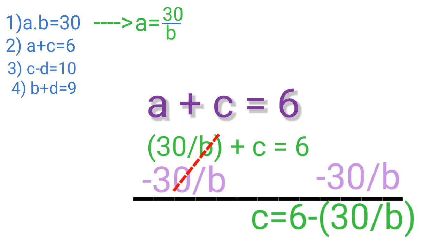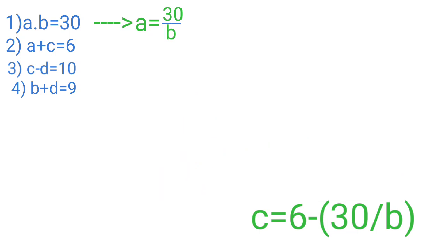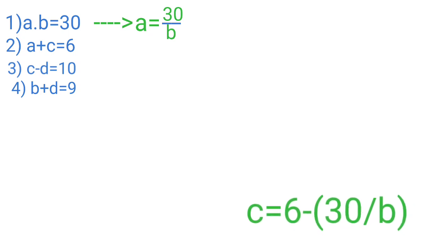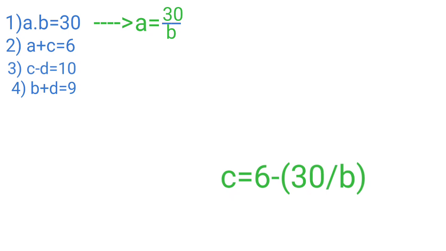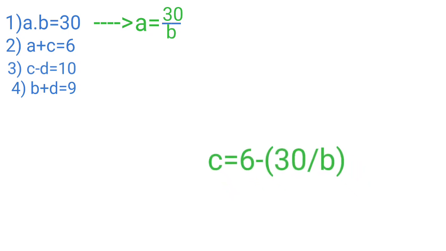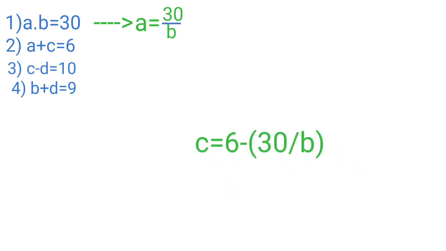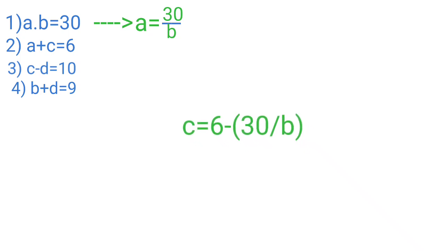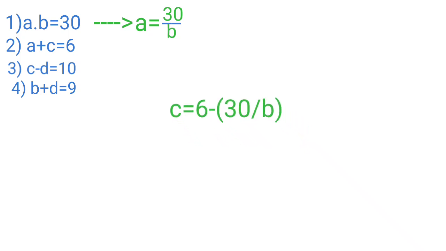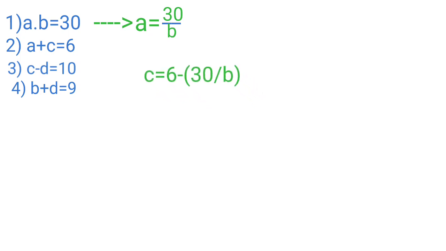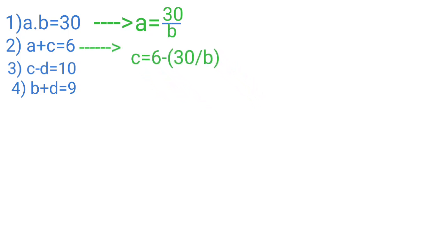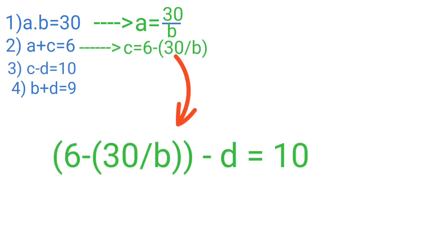Now we want to insert this on the next page for C, but first of all I replace the first equation by what we found for the first equation, and on the next page I replace the second equation by what we found for the second equation, so it looks like this. Now the first equation is solved for A, and the second equation is solved for C, because now we can insert this into the third equation for C. So in the third equation, instead of C, we write down this part here: 6 minus 30 over B, then we have the minus D, and on the other side we have the 10.